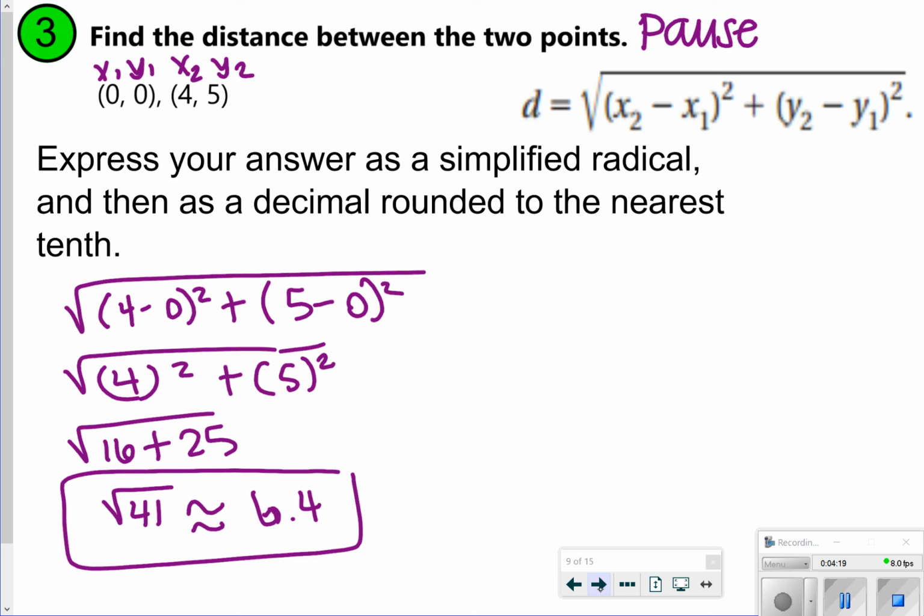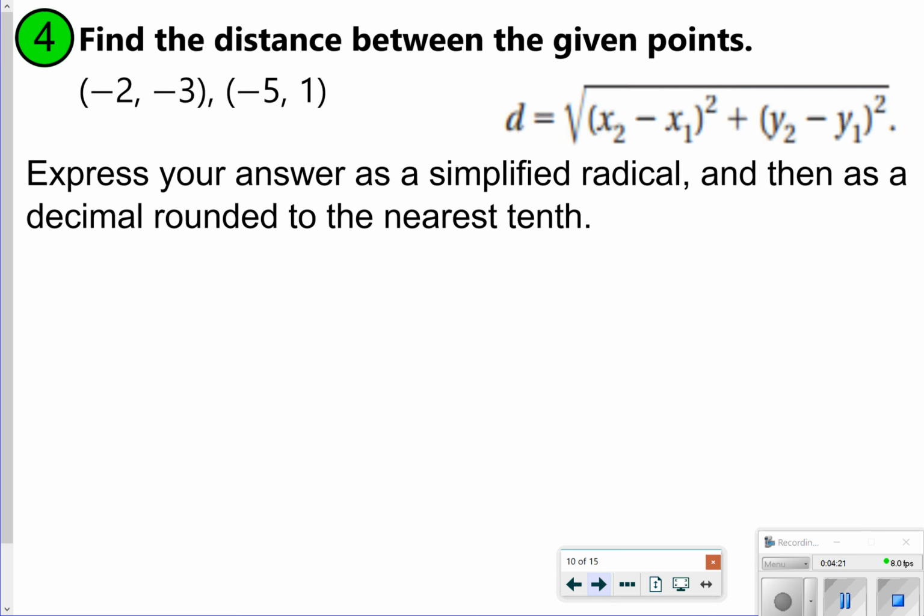Okay? Last one for the distance, and then we're going to talk about midpoint. Again, let's find the distance between these 2 points. Be very careful on how you subtract these, because a minus and a negative will give you a plus positive. So let's pause here so you can try number 4 in your notes, and once you're done, click play to check.